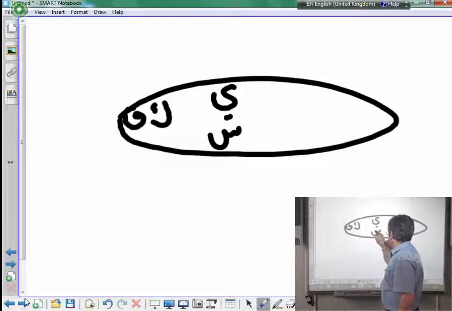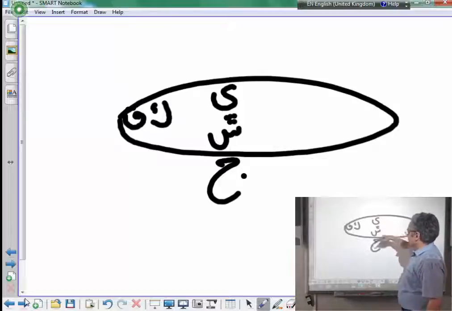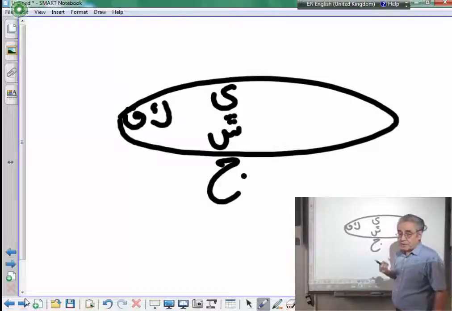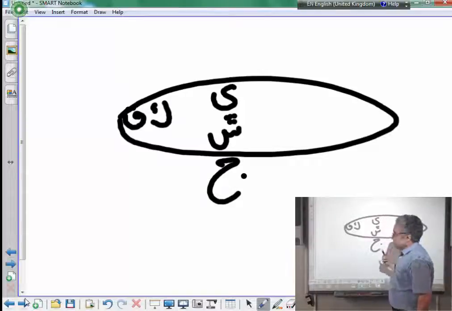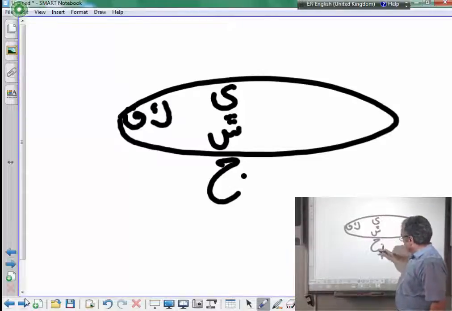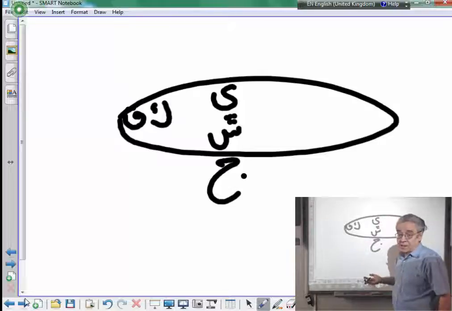Then you have sheen, and we have jim. So these letters are pronounced easily. The tongue will touch the opposite point on the palate of our mouth, so ya will be touched somewhere. Let us practice with sheen, ya, sheen, jim.